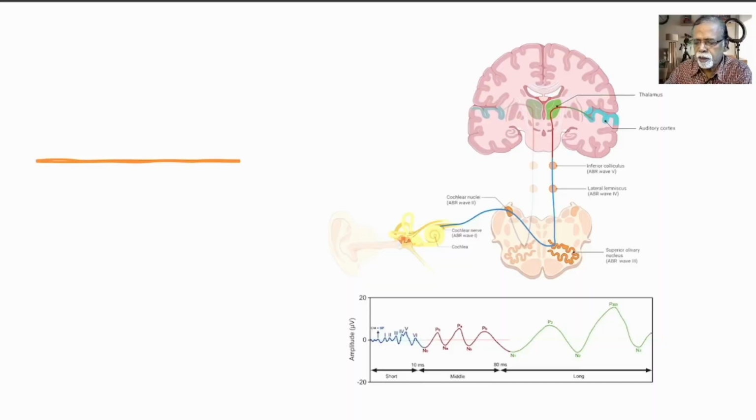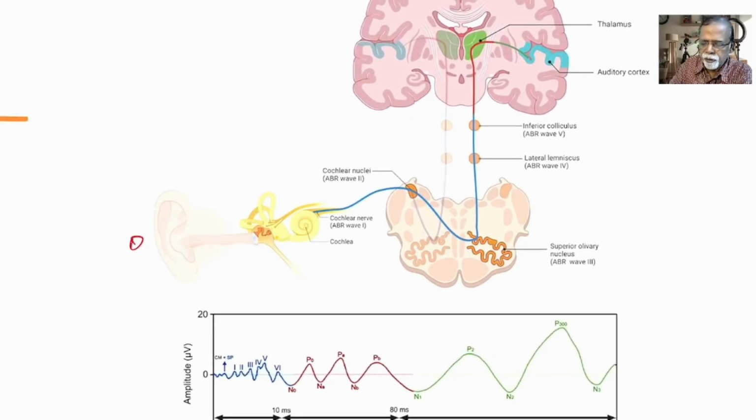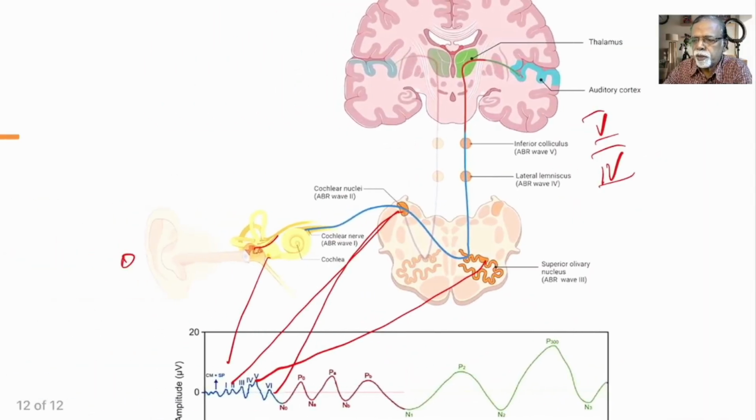Here you can again see a little more enlarged view. So here is the clicking, the stimulus, the auditory nerve, wave 1. The cochlear nerve nucleus, wave 2. Superior olivary, wave 3. And the lateral lemniscus, 4. And the inferior colliculus, 5. So the fifth wave is the most important or prominent wave that you are going to see. It is the fifth one.